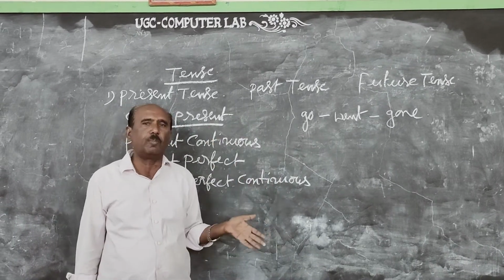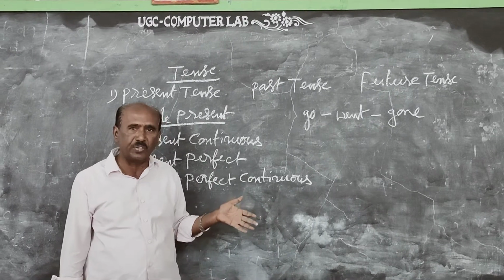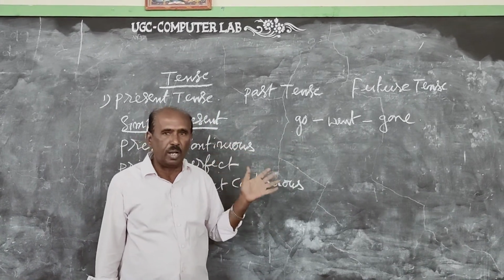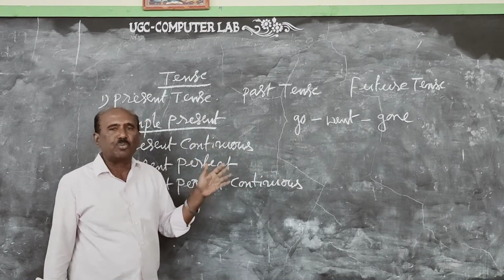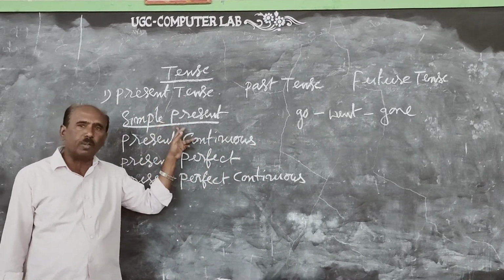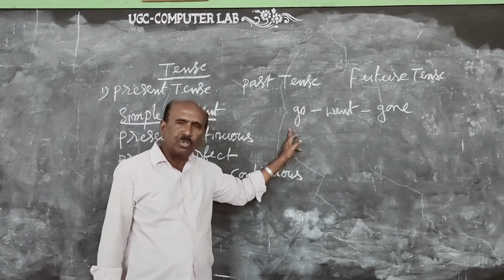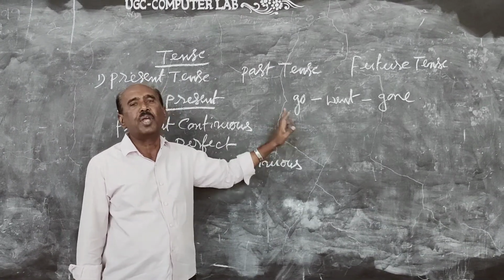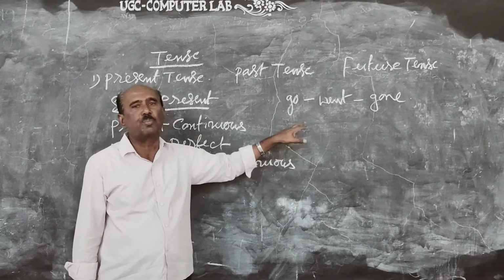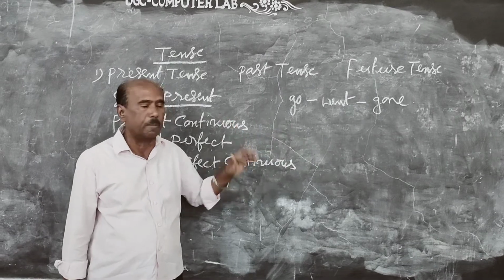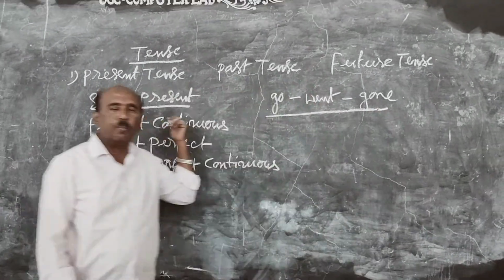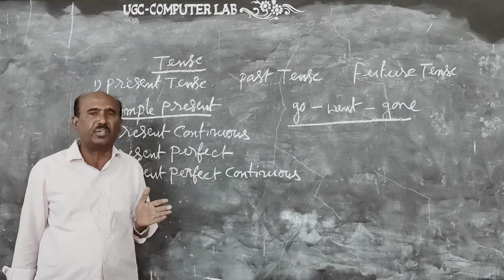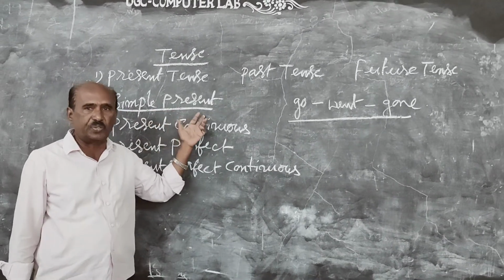When the subject is third person singular, in present tense, we have to add S or ES according to spelling to present verb. That is very, very important. Remember, in simple present, we have to use only present verb. If the subject is third person singular, we have to add S or ES to present verb according to spelling. When to use simple present? In what conditions we have to use simple present?